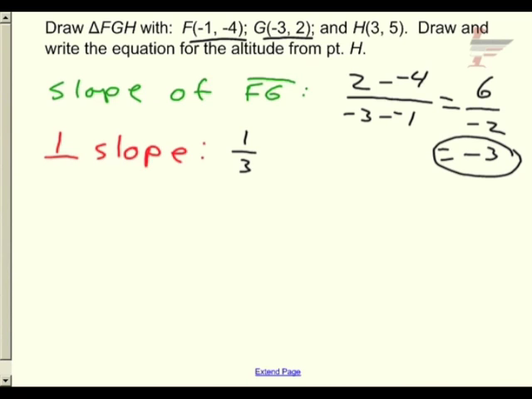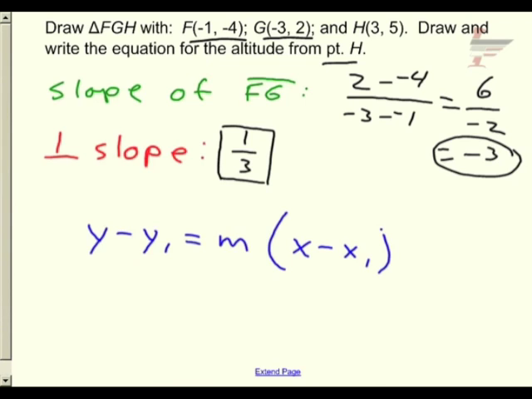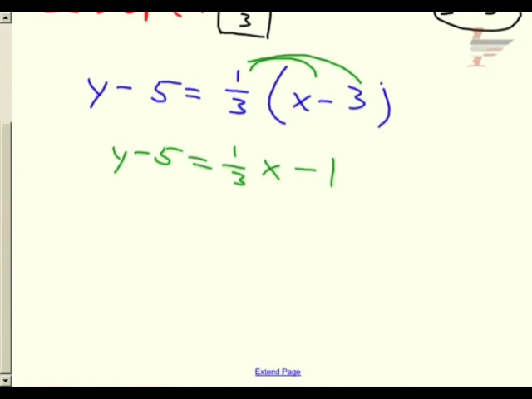Now we're going to use this slope and point H to make the equation of our line. So we'll use point slope form, and we'll plug in the slope. We know this has to be 1/3. And then the point, it has to go through H, which is (3, 5). And then from there we can, using algebra, solve it into slope-intercept. Yeah, use the distributive property, and then add 5 to both sides. Gives you y is 1/3 x plus 4.